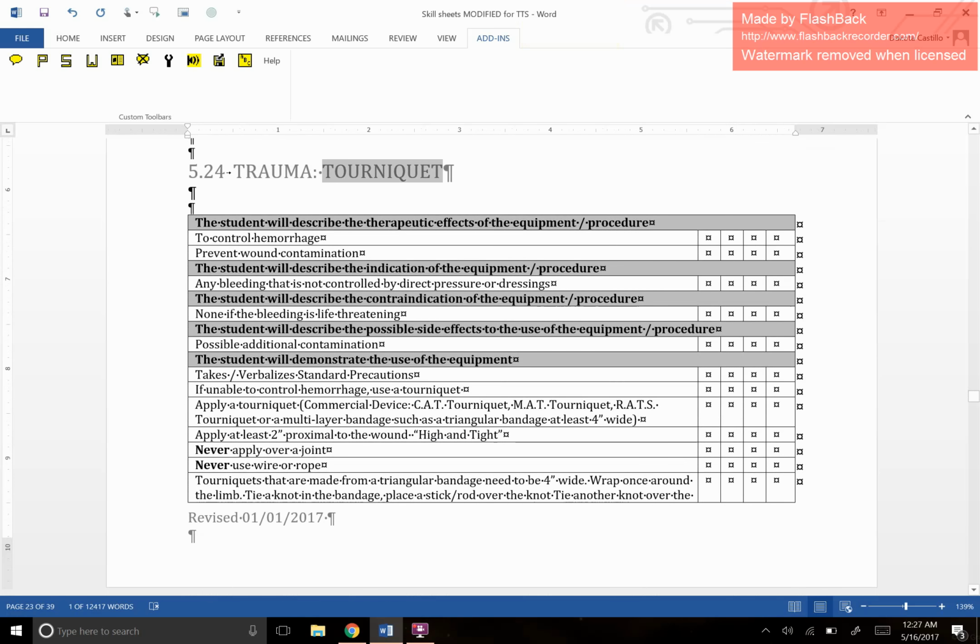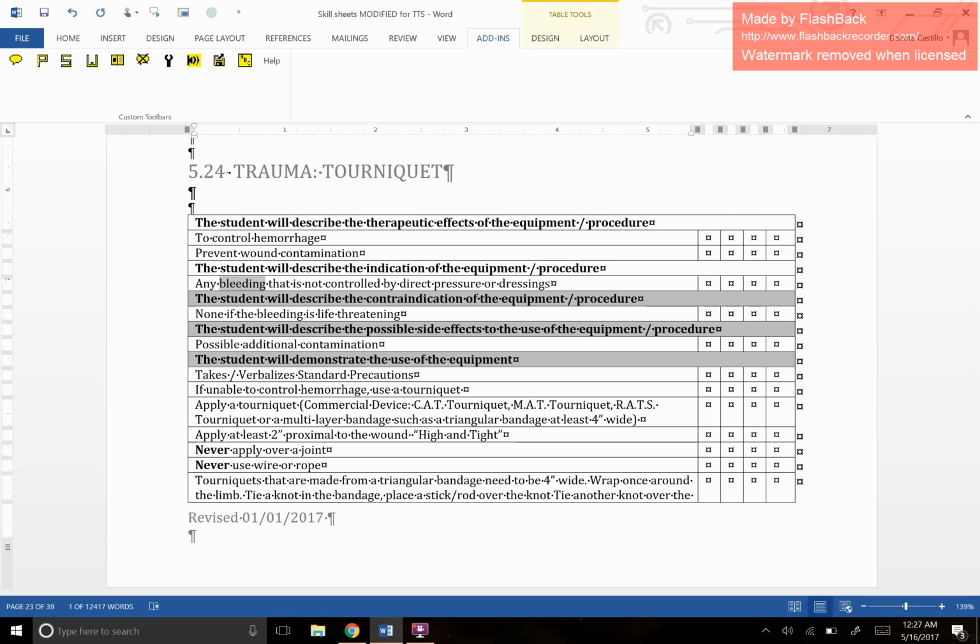5.24 Trauma, tourniquet. The student will describe the therapeutic effects of the equipment/procedure: to control hemorrhage, prevent wound contamination. The student will describe the indication of the equipment/procedure: any bleeding that is not controlled by direct pressure or dressings. The student will describe the contraindication: none if the bleeding is life-threatening. The student will describe the possible side effects: possible additional contamination. The student will demonstrate the use of the equipment.